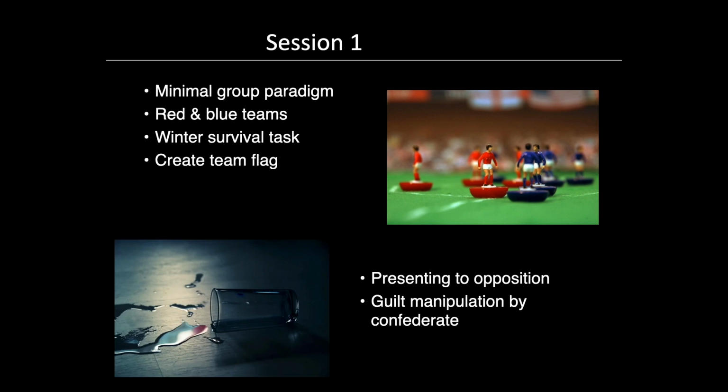And this is where the guilt manipulation occurred. It turned out that one of those people that was in one of those teams was actually a Confederate, a stooge, somebody working for the experimenter. And what would happen is that Confederate, during the time of the flag being presented to the other one, would accidentally knock over a cup of water that happened to be sitting on the table.